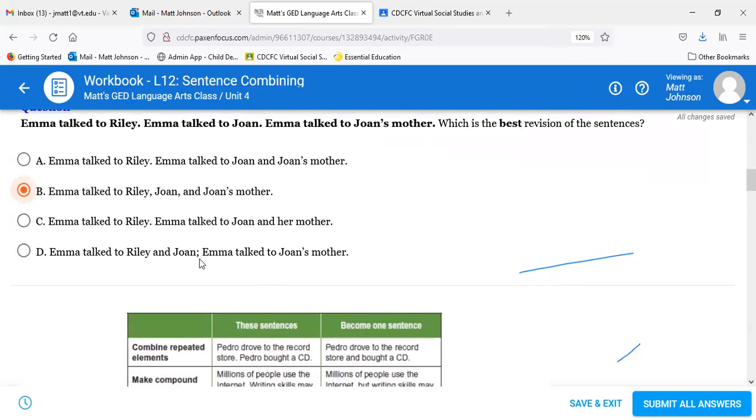Here at the bottom, this is what I was talking about, where you can use a semicolon in place of "and," but we're still repeating the subject again, right? So Emma talked to Riley and Joan, semicolon, Emma talked to Joan's mother. Grammatically correct, still too wordy and repetitive with the use of the verb. Okay, so B as in boy for number one.